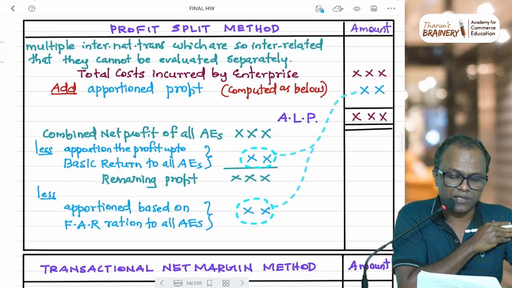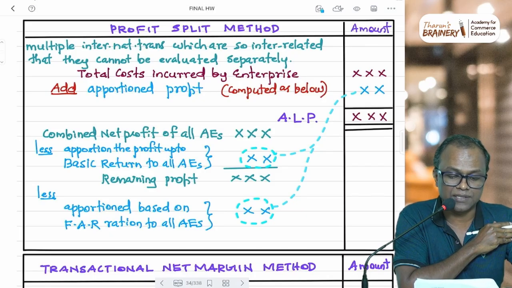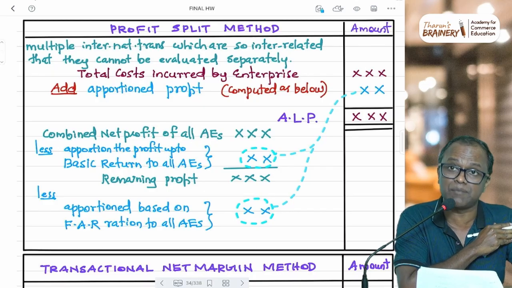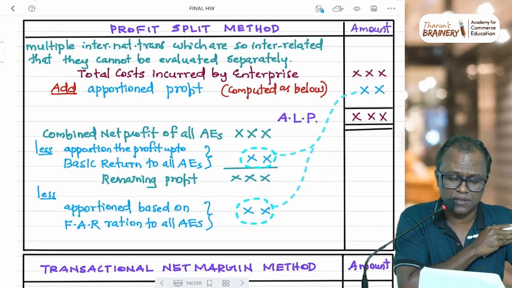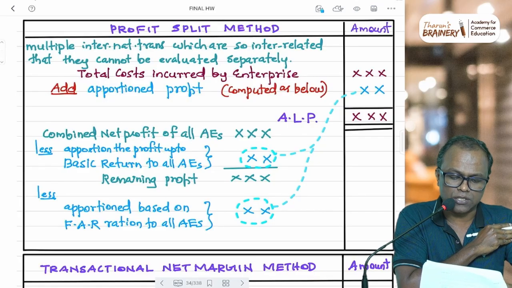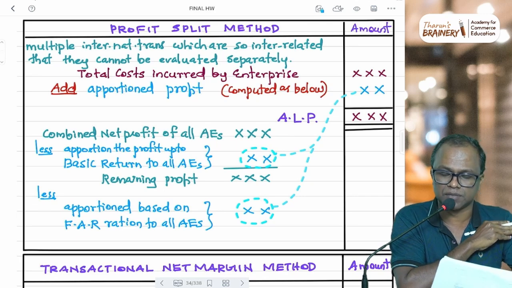See, we will get that figure, 15% and 10%. 15% of cost, right? 20,000 cost incurred into 15%, how much? 3,000, right? And 8,000 cost incurred into 10%, how much? 800, right? So that is the way how the 3,000 and 800 they arrived. If they incur cost, at least they should get 15% and 10% of the cost as a basic return. So that is total 3,800. And now on the basis of FAR ratio, 70% for AE1 and 30% for AE3. Apply total profit split method and residual profit split method.